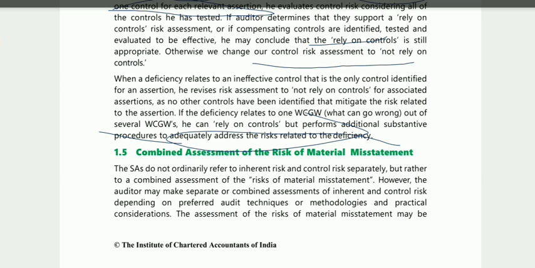Combined assessment of the risk of material misstatement. The SAs do not ordinarily refer to inherent risk and control risk separately, but rather to a combination of risk of material misstatement. You all know that ROMM, that is the risk of material misstatement, equals IR plus CR, right?